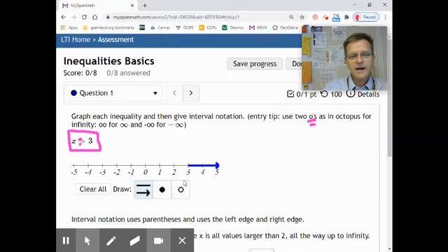Now, we need to put a dot at 3. Do we put a solid dot or an open dot? In this case, an open dot, because this says X is larger than 3. It's not 3. It's bigger than 3. So 3 is not part of this set. So this says I have more than $3, let's say. That means you don't have $3. You have $3.01, or $3.05, or $1,000, whatever, but some number larger than 3. How big does that go?